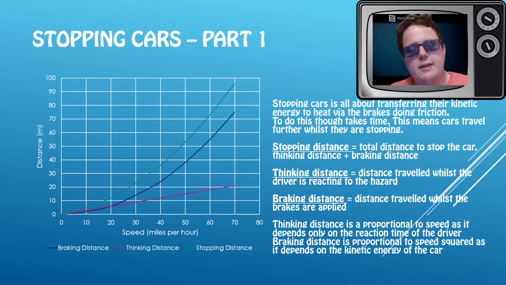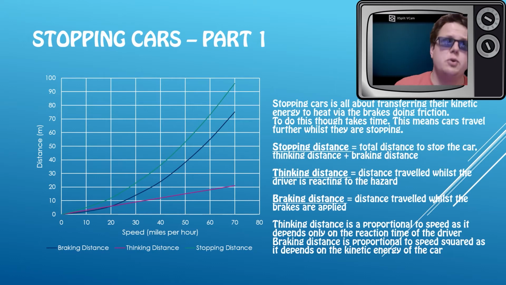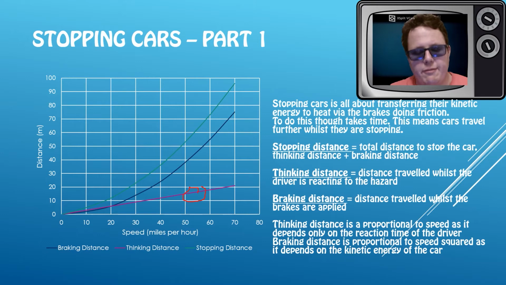Okay, now, thinking distance depends on two things. It depends on the speed you're going and your reaction time. Yeah, distance being speed times time. So it means that thinking distance is directly proportional to your speed. So here, it's the pink line just here, and it's a straight line through the origin. Now, braking distance depends on the kinetic energy that your brakes are having to convert. So therefore, it is proportional to speed squared, which is why the braking distance is a curve. And if you look, doubling the speed quadruples the distance you travel because of that speed squared term.